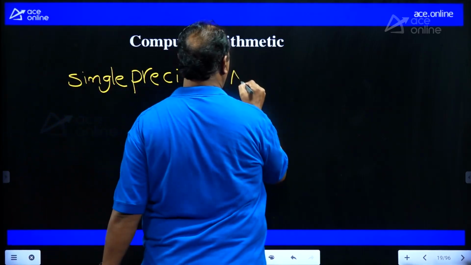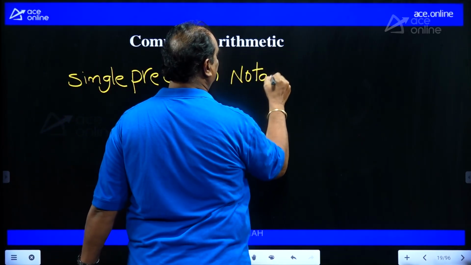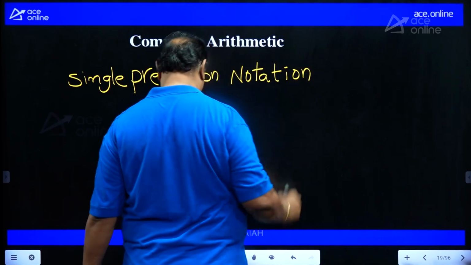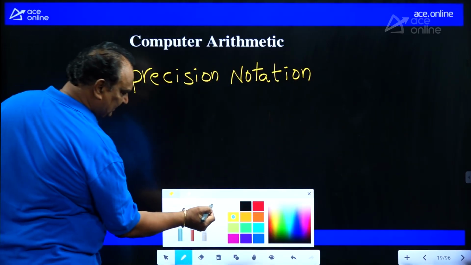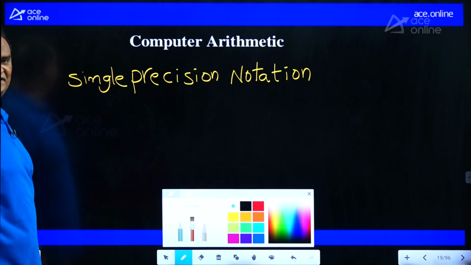Single precision notation. Notation is also known as representation.